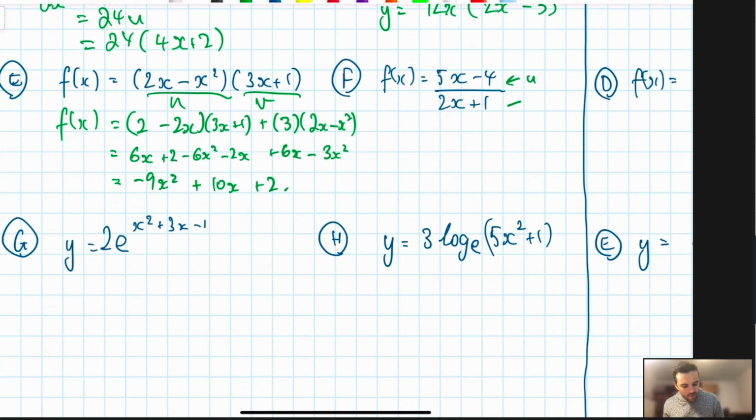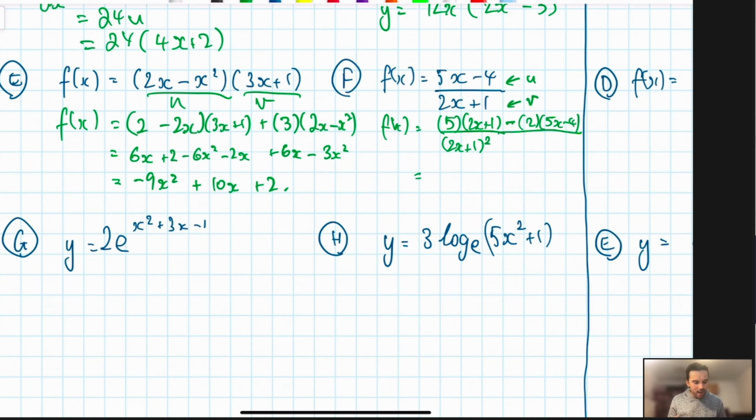This is going to be a quotient rule with u on the top, v on the bottom. So let's differentiate that. Okay, we square the bottom, and I'm just going to leave it as a squared. And then we go u dash, so that's going to be 5, v, 2x plus 1, take, and then we're going to go v dash, which is 2, lots of u, 5x take 4. You can clean that top up.